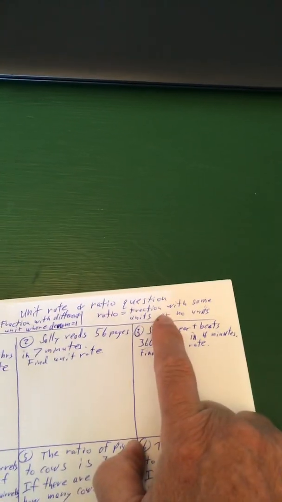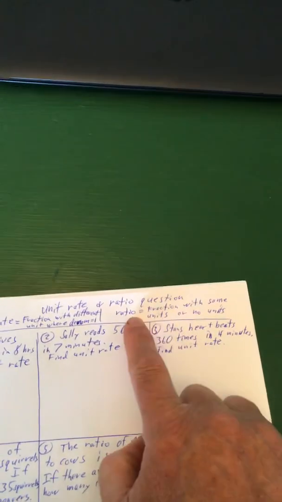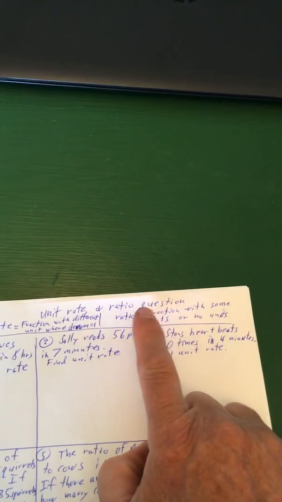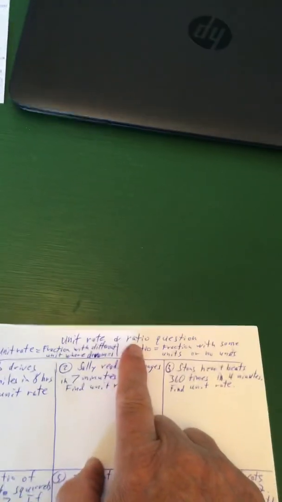Then a ratio, that's a fraction with the same units or no units, right? And remember, when you have a fraction equals a fraction, or a ratio equals a ratio, or a rate equals a rate, those are proportions.